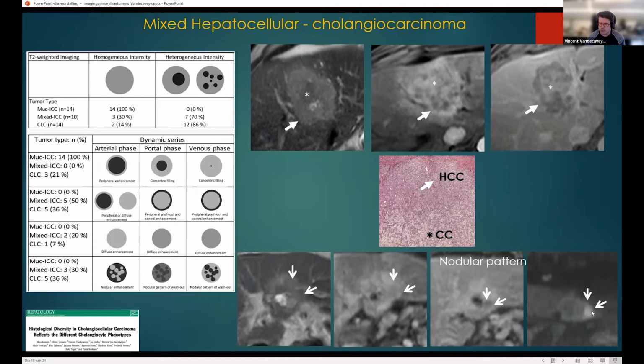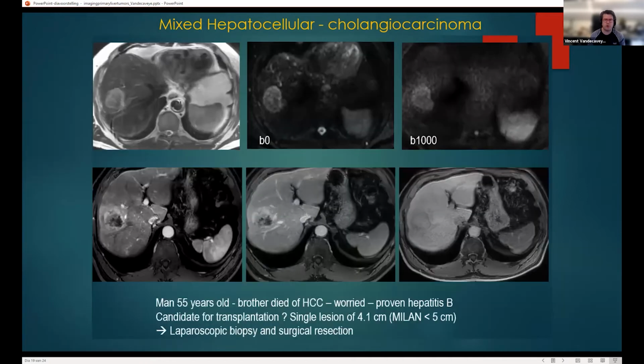So on diffusion-weighted imaging, you see a dark tumor, but all of a sudden there's that dot within the tumor. It is showing arterial enhancement, but still difficult to see. But look in the venous phase, it is showing an area of washout. So this is not a cholangiocarcinoma. This is a mixed tumor with a dot of hepatocellular cancer within the cholangiocarcinoma part.